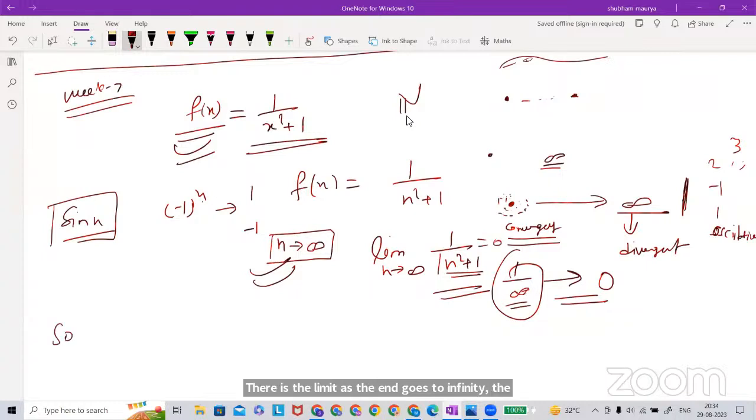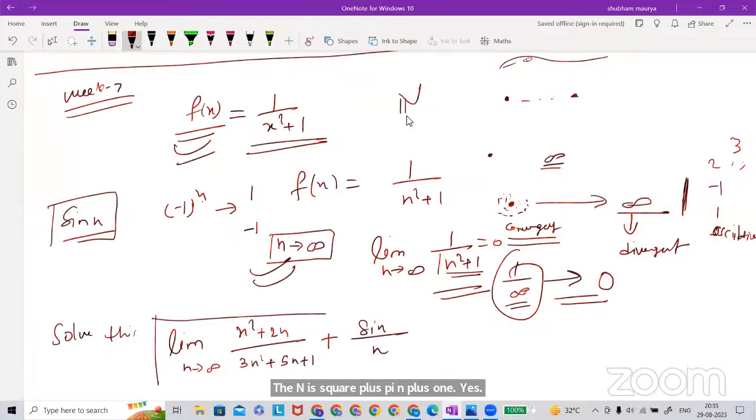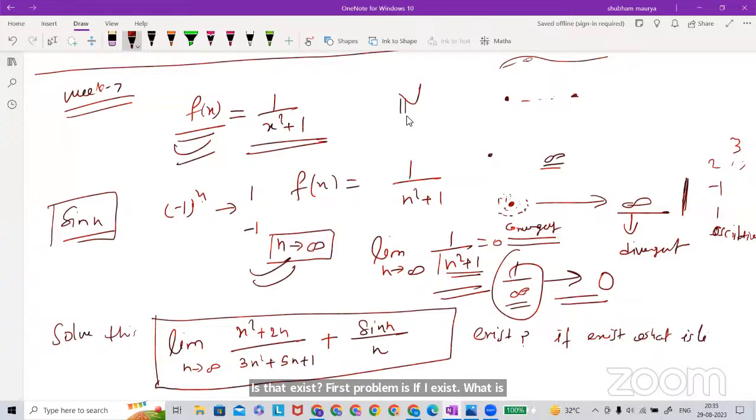Please everyone solve this problem. I'm just writing a sequence: n square plus 2n upon 3n square plus 5n plus 1, plus sine 1 upon n. Please everyone solve this problem. First problem is, does the limit exist? If it exists, what is the limit? And if not, say it does not exist.